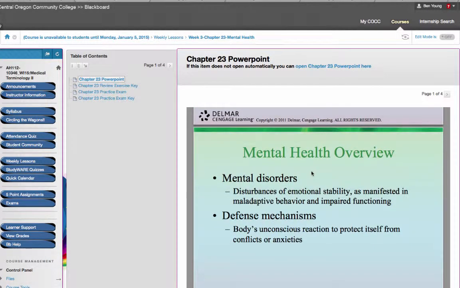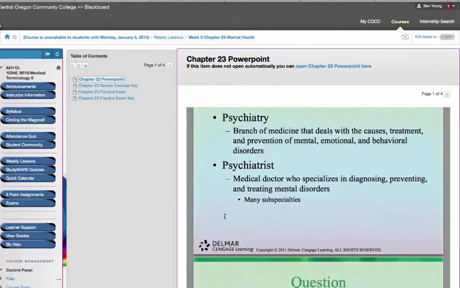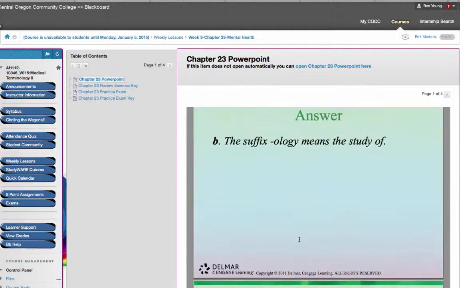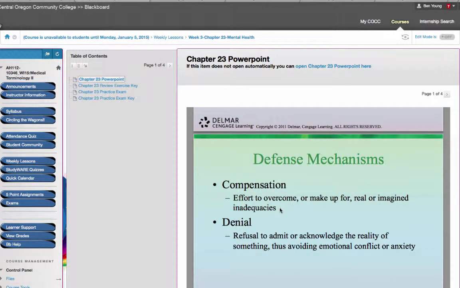You could have someone who knows nothing about medical terminology ask you to define, for example, a defense mechanism, or they could provide the answer to you, a body's unconscious reaction to protect itself from conflicts or anxieties, and you would have to come up with the phrase defense mechanism. So this is a nice way to collaborate with other individuals. Here's a recognition question here, and these would be recall questions here. What is compensation? What is denial?